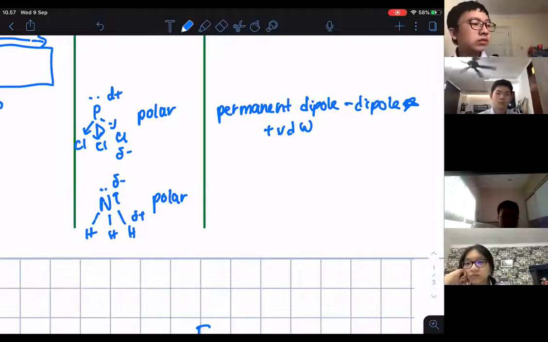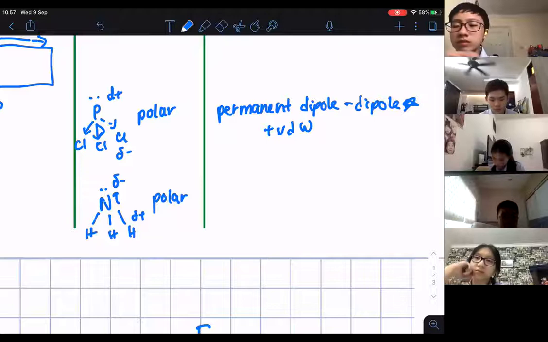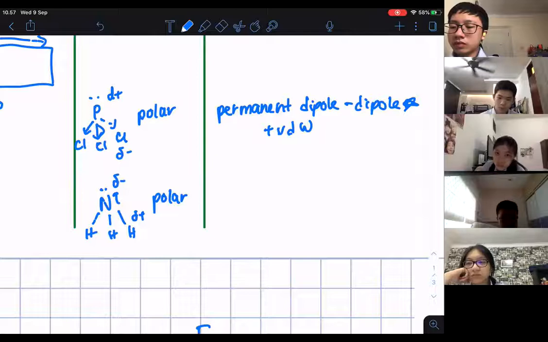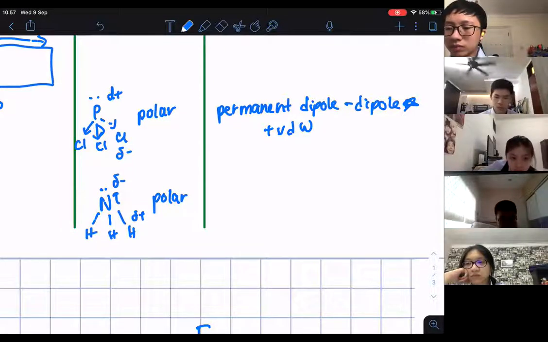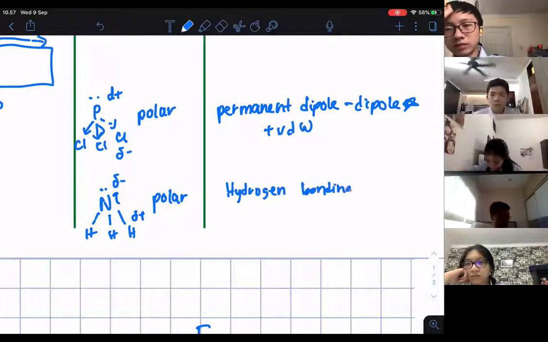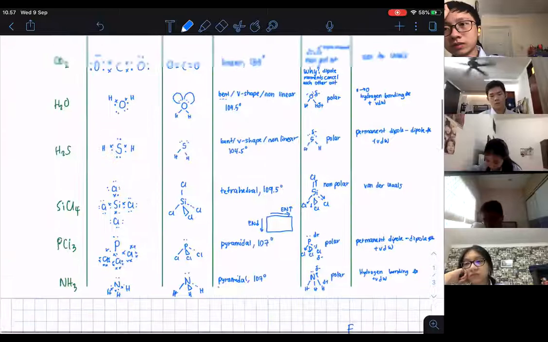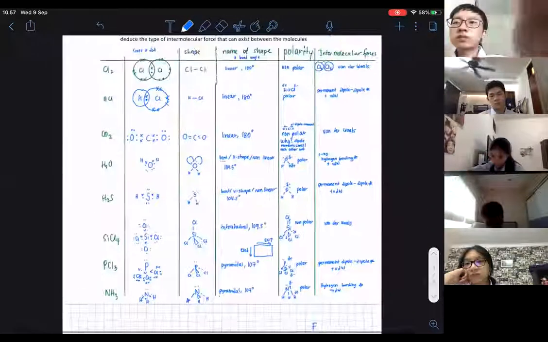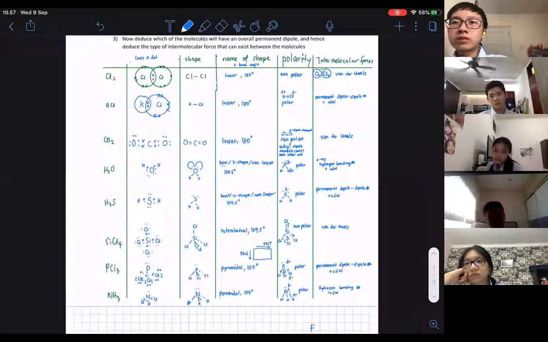Audrey, can you tell us whether there is hydrogen bonding? Audrey, are you there? Is there any hydrogen bonding for ammonia? Yes. Okay, so there is hydrogen bonding. The prominent intermolecular bonding over here is hydrogen bonding, so this one plus van der Waals. This is going to be prominent. This is the entire solution for this worksheet.